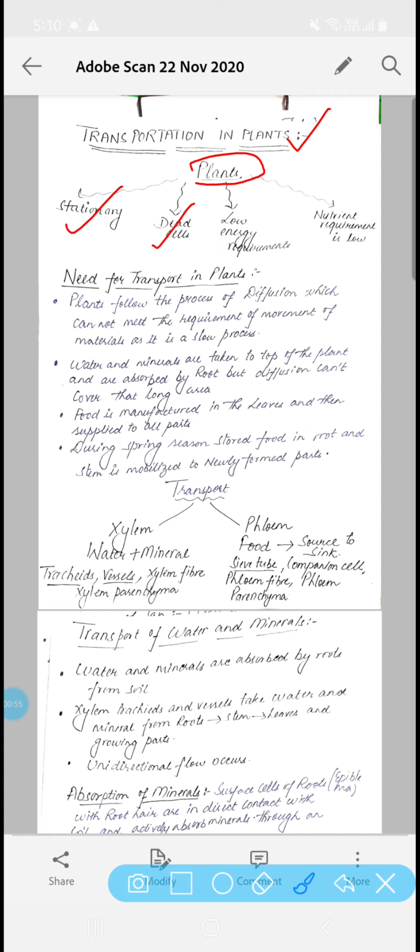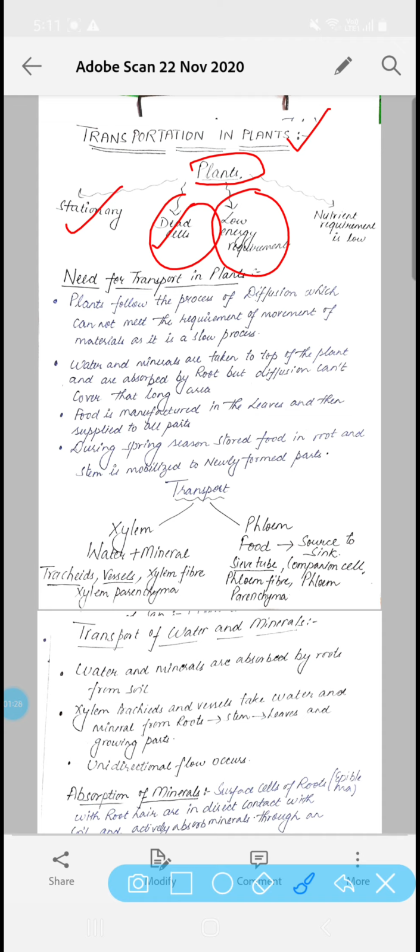Second thing, in your class 9th you have studied about different kinds of tissues that are present in the plant. So maximum part of the plant is made up of dead cells. And if the maximum part is made up of dead cells, what will happen? There will be no metabolic activities taking place in these kinds of cells. So in plants there is low energy requirement, as they don't have to move from one place to another.